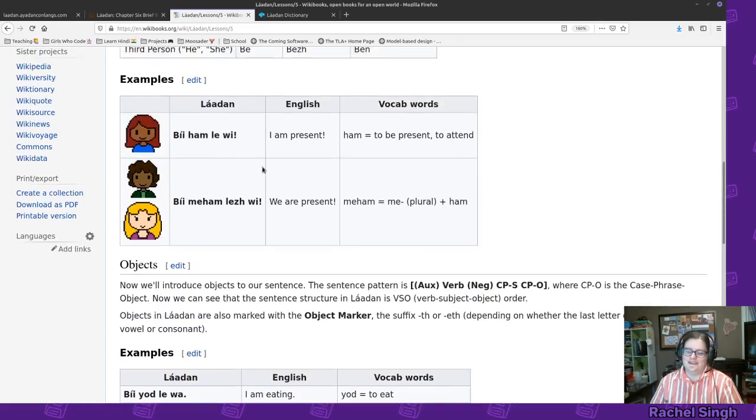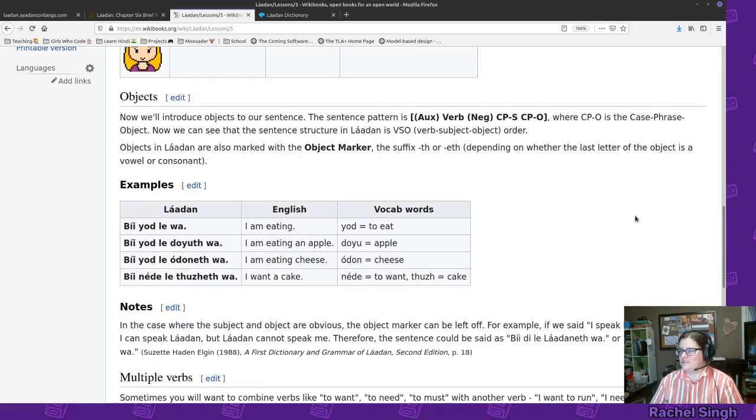And then objects. So then there's an object marker. If you have studied Esperanto, the object marker is n. So you could say, mi manĝas pomon. But in here, it's th. So we added a th to the end of the object.